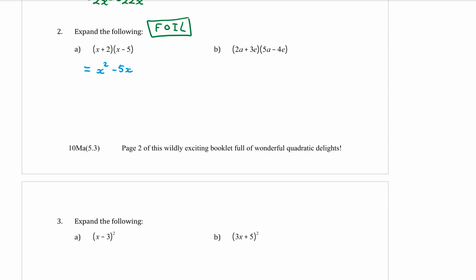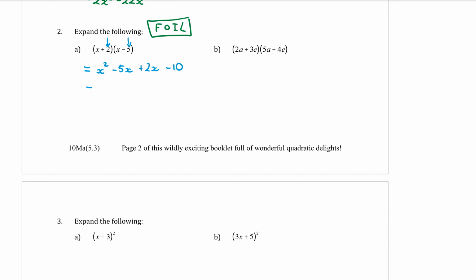O stands for inside, which is these two. So it's 2 times x, which is a positive 2x. And L stands for last, the last number in each bracket. 2 times minus 5 is minus 10.